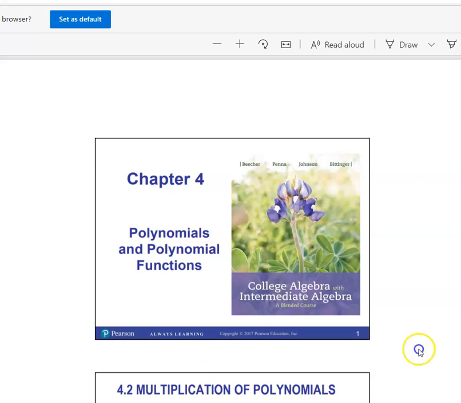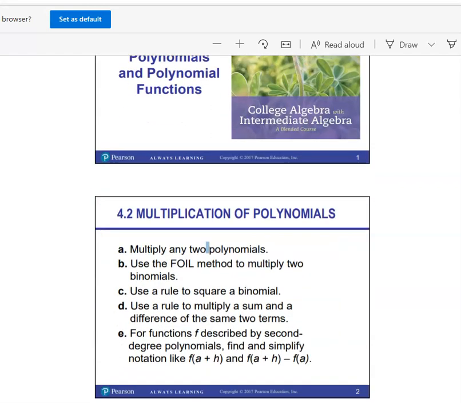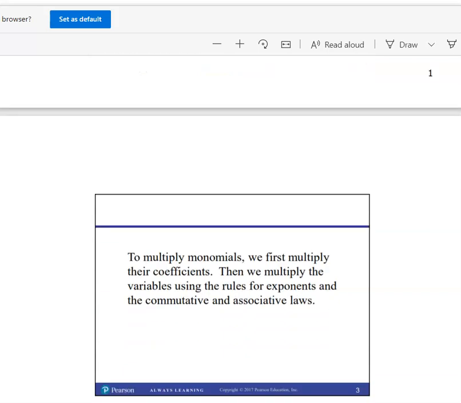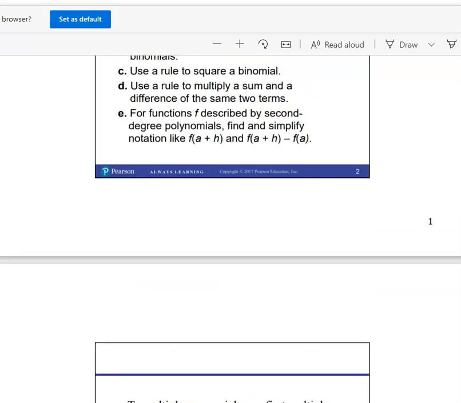Okay, this is Chapter 4, Section 2. We're going to talk about how to multiply any two polynomials. We're going to use the FOIL method to multiply two binomials. We're going to use a rule to square a binomial and use a rule to multiply a sum and difference of the same two terms. And for functions f described by second degree polynomials, we're going to find and simplify notation like f of a plus h and f of a plus h minus f of a.